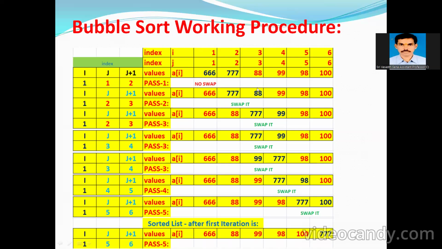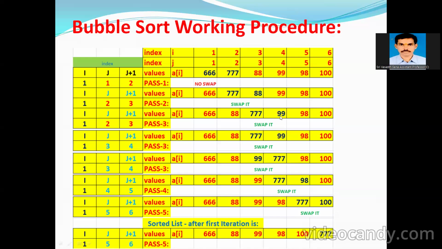So next we need to compare the next two adjacent elements, 777 and 88. 777 is greater than 88. In that case, the condition is true. It is unordered, not in ascending order. Then we need to swap these two elements. So 88 comes here, 777 comes here. Next, 777 and 99. You need to compare these two. So 777 is greater than 99.